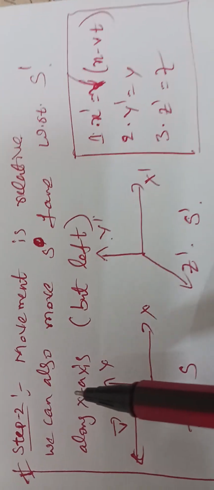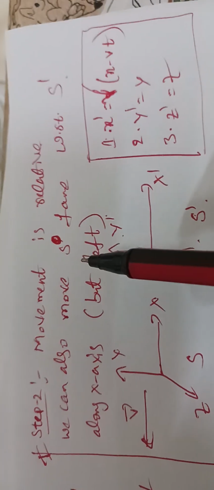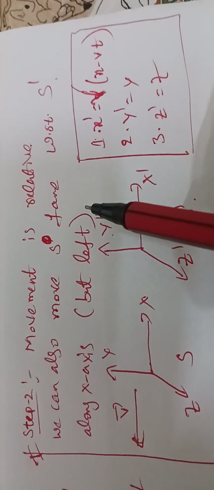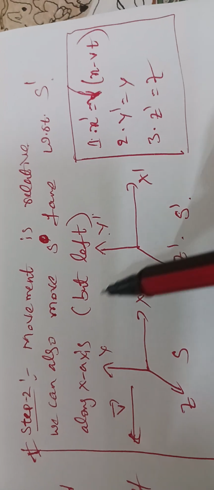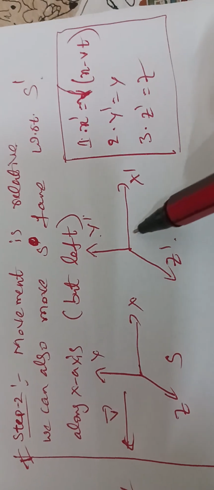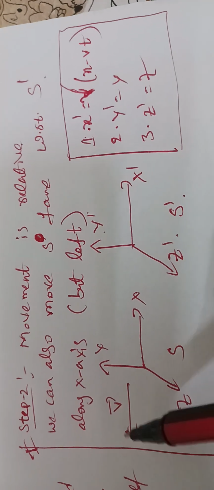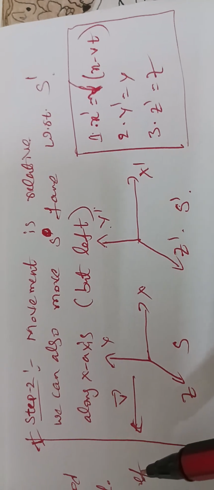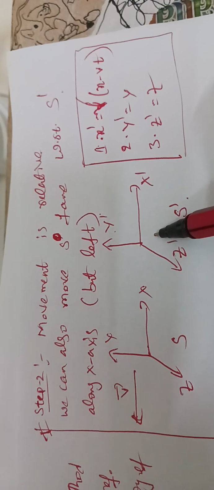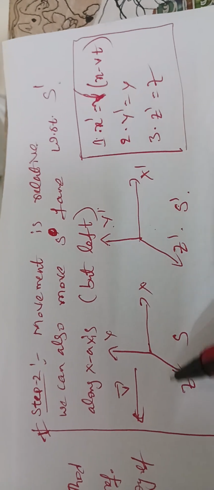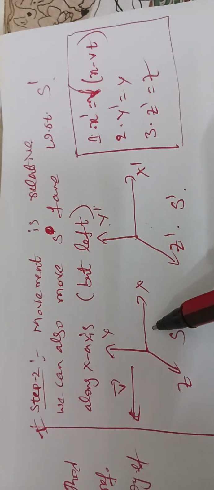Now the second case. What is this second case? Of course, the movement is relative. S can move or S dash can move with respect to each other. Now here S is in motion and S dash is at rest. S is moving with the same velocity V but in the left direction. In this case, with respect to S dash, we are describing the motion of S, right?